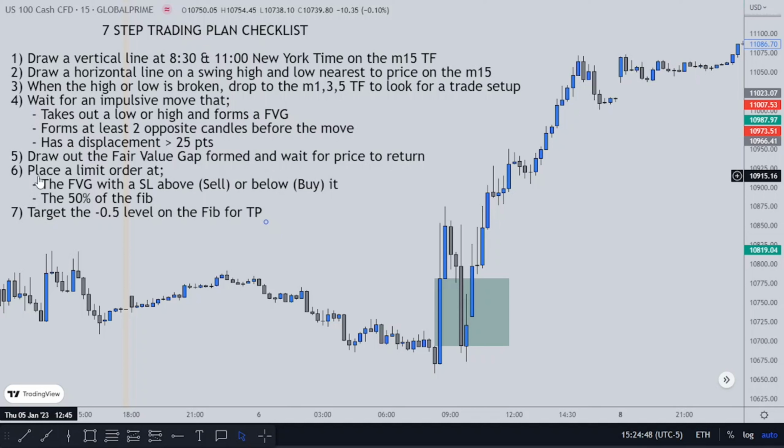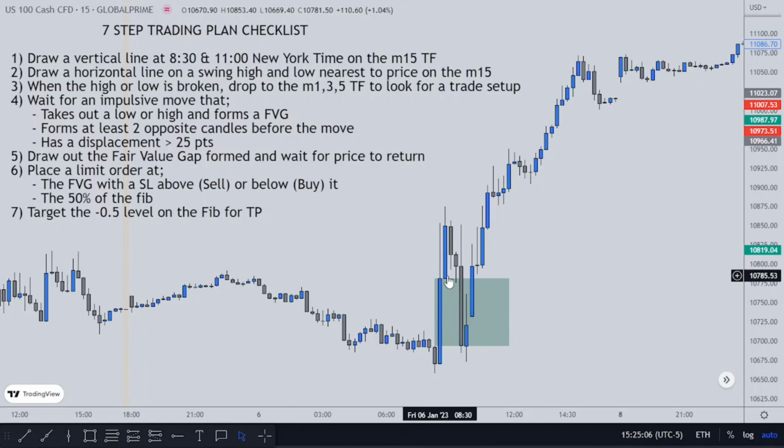For step 6, we are going to be doing either of these when placing our trade. So the first, we place a limit order at the fair value gap with a stop loss above. So the stop loss is going to be above if it's a sell, and the stop loss is going to be below if it's a buy. So showing it here, that means this is the top part of the fair value gap, right, for the buy setup.